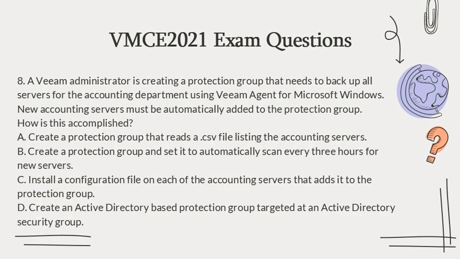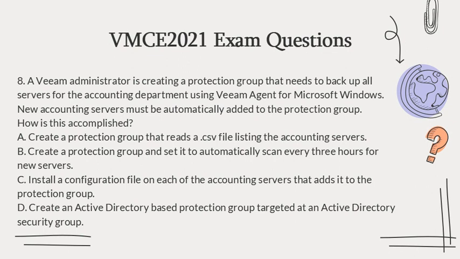8. A Veeam administrator is creating a protection group that needs to back up all servers for the accounting department using Veeam Agent for Microsoft Windows. New accounting servers must be automatically added to the protection group. How is this accomplished? A. Create a protection group that reads a .csv file listing the accounting servers.